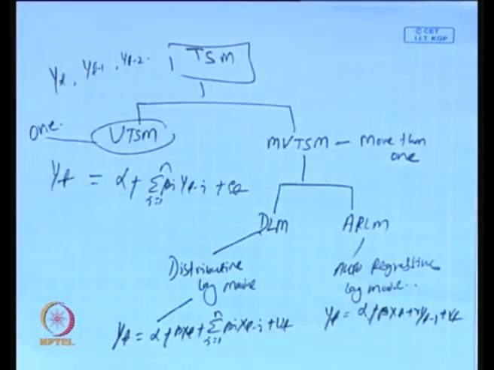So, I can write it this way. That means you see here, the clear-cut difference between the autoregressive and distributive lag models is that in the case of the distributive lag model, it is the endogenous variable as a function of the exogenous variable, but in the case of the autoregressive model, it is the endogenous variable as a function of both the endogenous variable and exogenous variables.